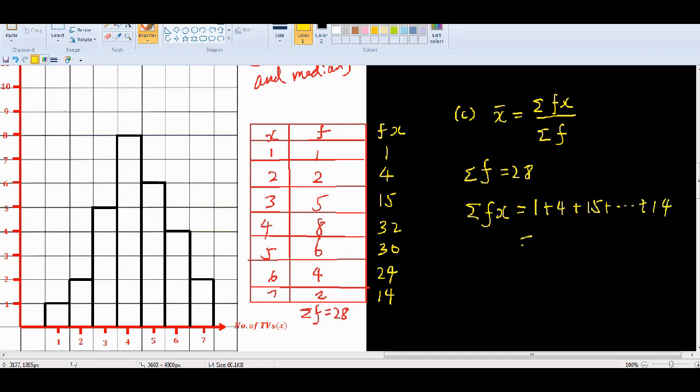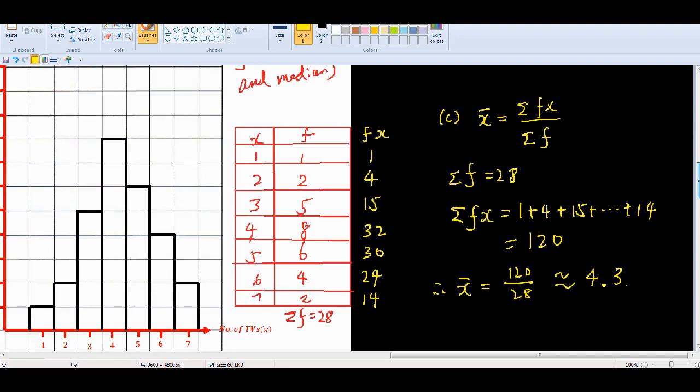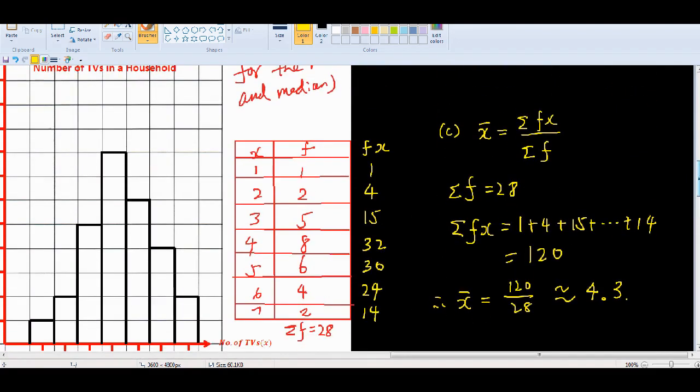So the summation of them will be, let's see. Should be 120, right? So therefore our mean is 120 divided by 28, so about 4.3. Okay, so 1 decimal place. So that's for the mean.